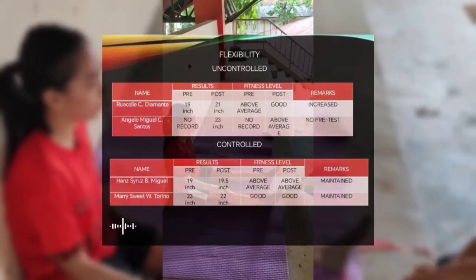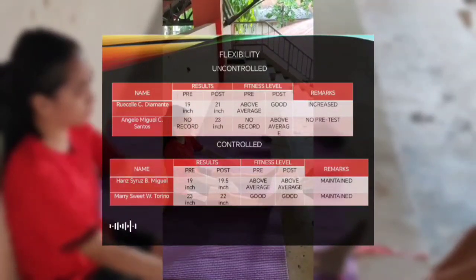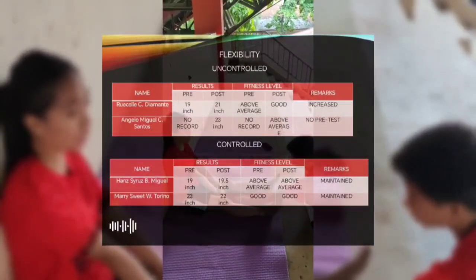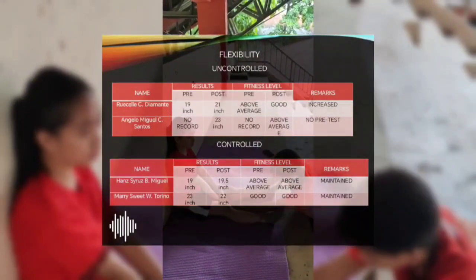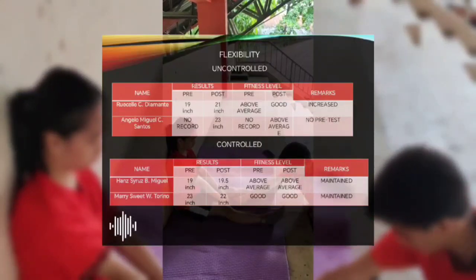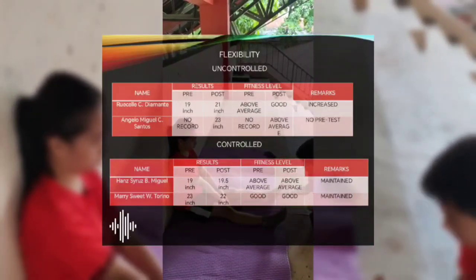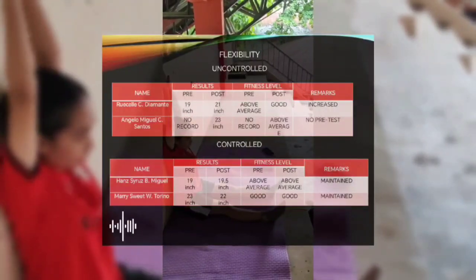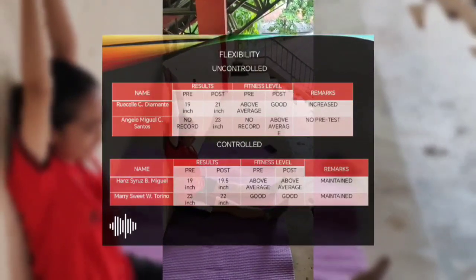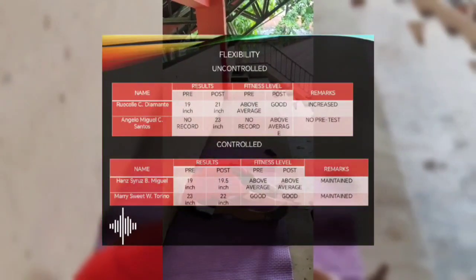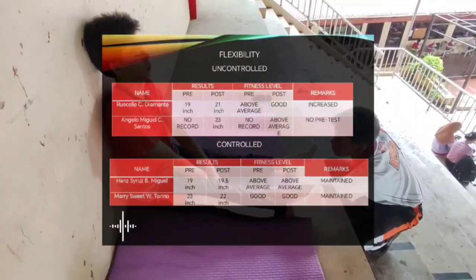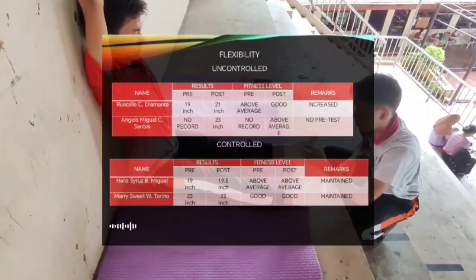Next is Mary Sweet Torino. Torino's pre-test result is 23 inches and her fitness level is good. Then her post-test result is 22 inches and her fitness level is good. Her remark is maintained. As for why it is maintained, it is also because she did not have enough training for her flexibility.